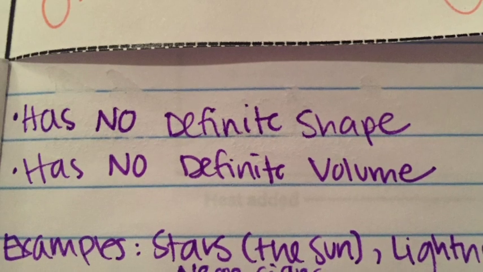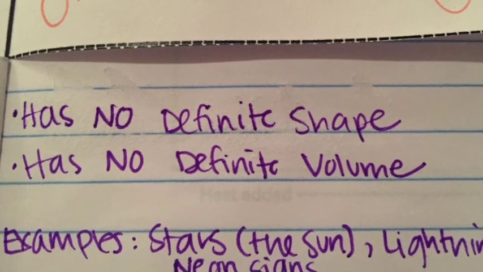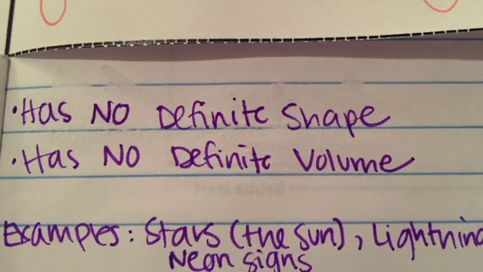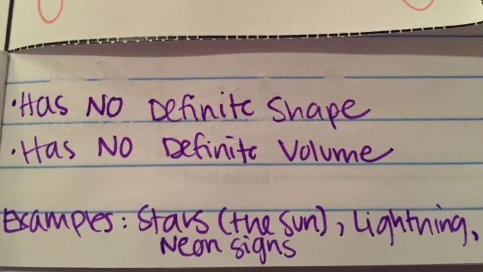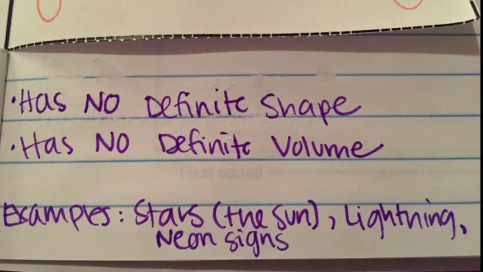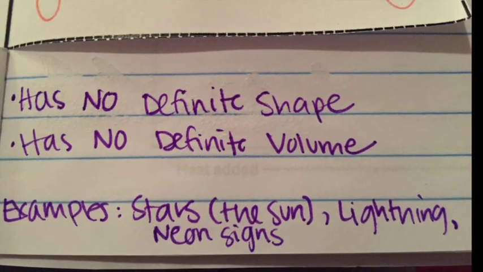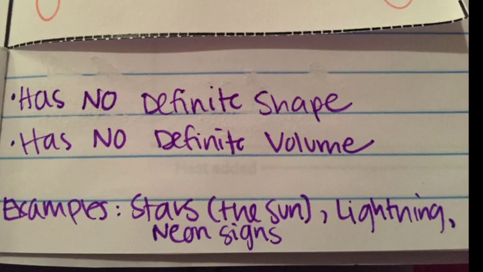Because plasma is like a gas, it has similar properties, so it also has no definite shape and no definite volume. Some of the examples of where you might find plasma are going to be in stars like the sun, in lightning, or in neon lights.